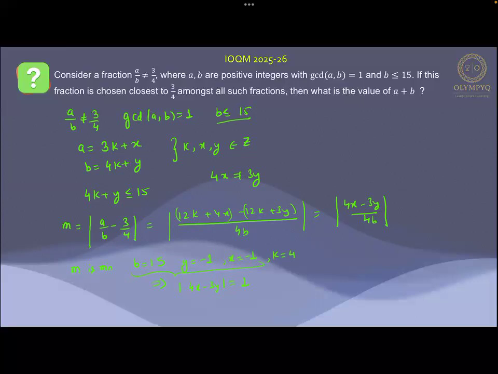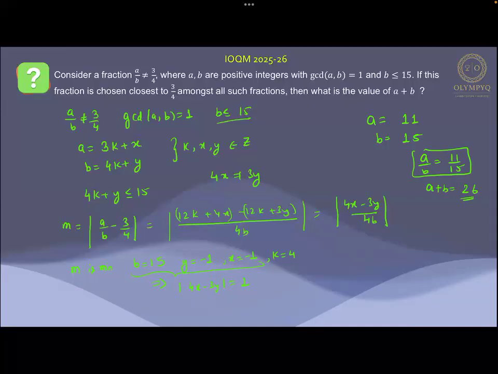So for these values, I can find the value of a. The value of a is equal to 3k plus x, so 3k means 12 minus 1, which is equal to 11. And b is equal to 4k plus y, so 4k means 16 minus 1, which is equal to 15. So the ratio a by b comes out to be equal to 11 by 15, and hence the value of a plus b has to be equal to 26. Therefore 26 has to be the correct answer.